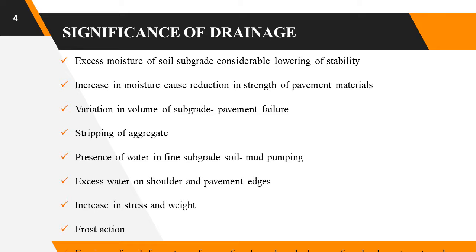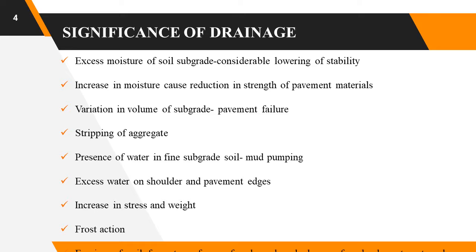Secondly, increase in moisture causes reduction in strength of many pavement materials like stabilized soil and waterbound macadam. In some clayey soil, variation in moisture content causes considerable variation in volume of subgrade. This sometimes contributes to pavement failure. One of the most important causes of pavement failure by the formation of waves and corrugation in flexible pavement is due to poor drainage.